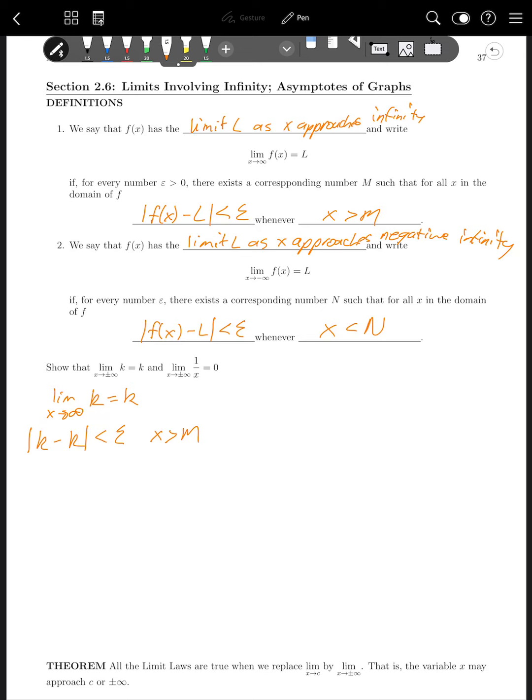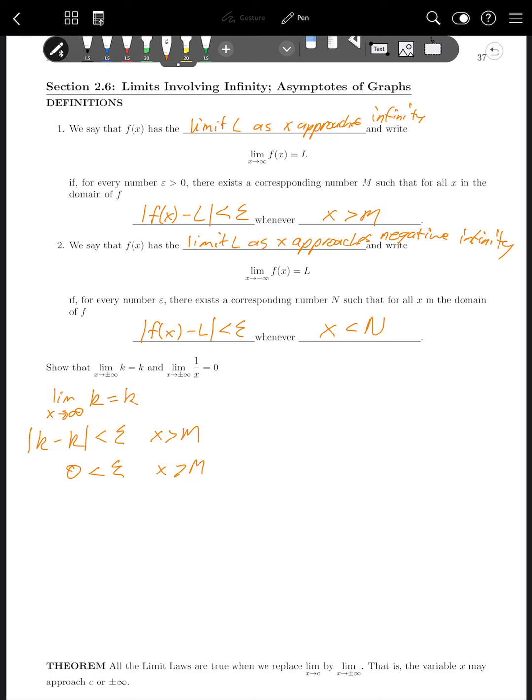Well, in this case, k minus k is 0. So 0 is less than epsilon whenever x is greater than or equal to M. So the left side of this inequality is always 0. Well, 0 is always going to be less than epsilon. So this should work for any value, right? That's what we just proved there.